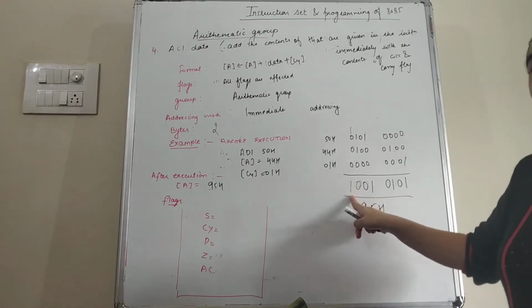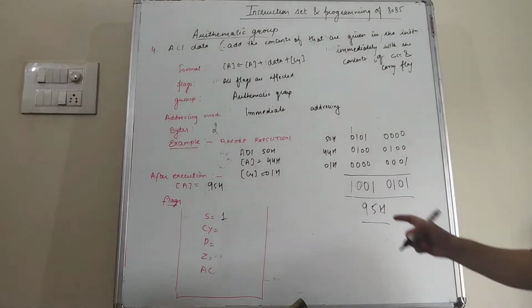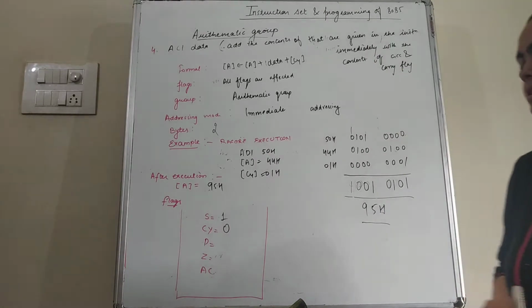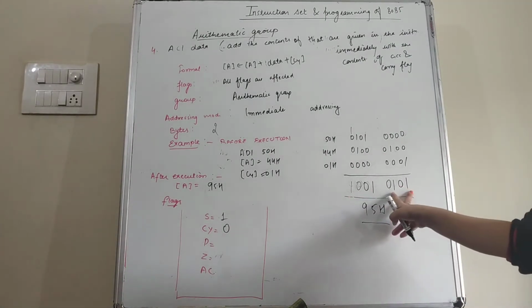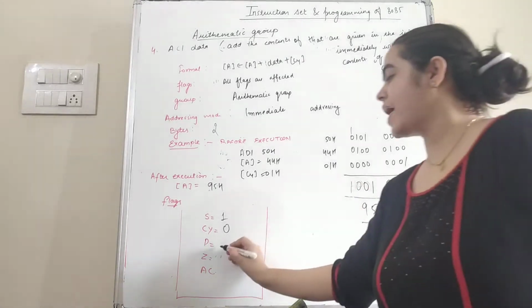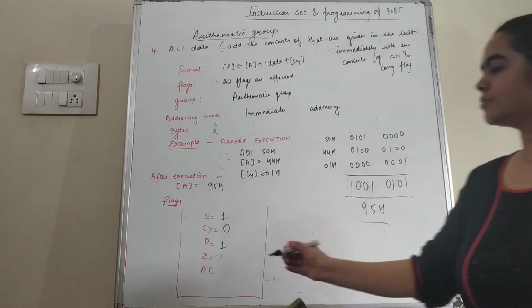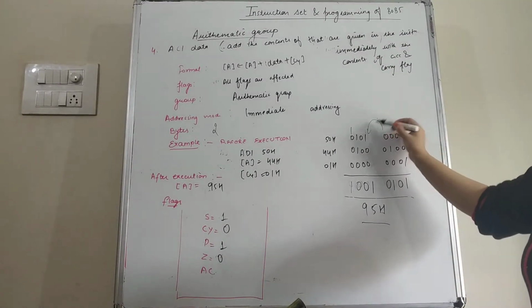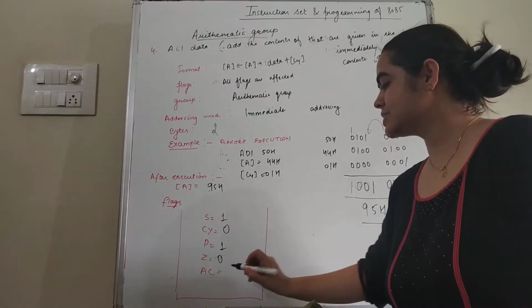Here the MSB is 1, that means we set the sign flag to 1. There is no ninth bit generated, that means the carry flag is again 0. Parity: here the number of ones is even, that means the parity flag is set. The answer is non-zero, that means the zero flag is reset. There is no carry generated from the lower nibble to the higher nibble, that means the auxiliary carry is again 0.